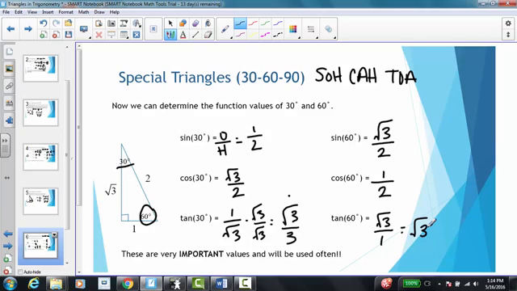All of these values are very important, and we're going to be using them throughout the course very, very often. So really make sure that you understand where these values are coming from, and you'll really be able to see how important these values are once we derive the unit circle later on in the course.